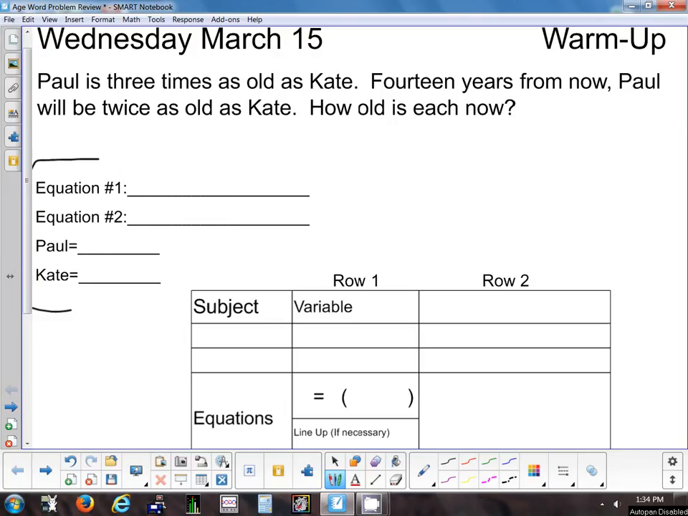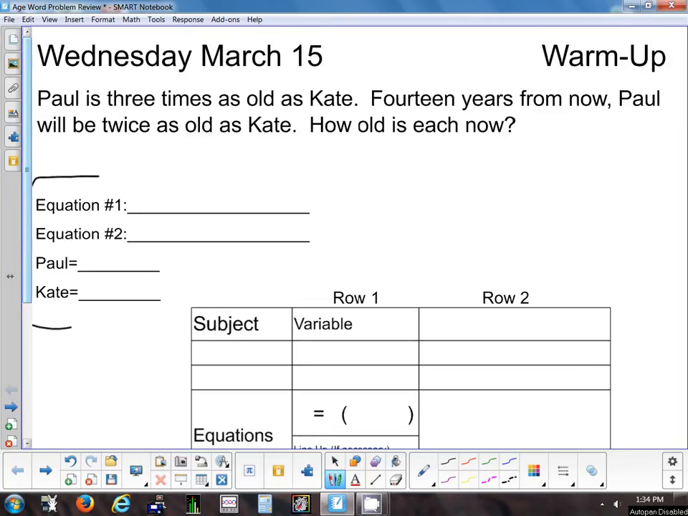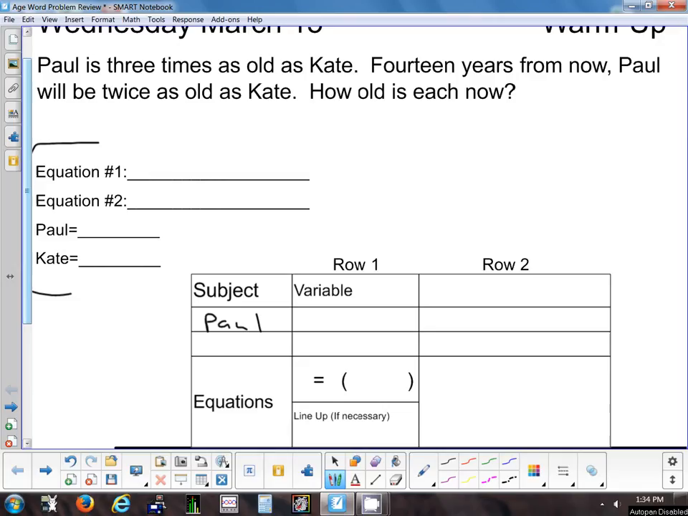All right. Okay, so what's the first thing we always do in this kind of problem? Write the names. Put the names of the 2 people. Paul, Kate. Is it Kate? Kate. All right, after we put the person's names, what's the second thing we do? In row 1, you put the variable, you put P. Yeah, pick a letter for Paul. P, and for Kate, we'll pick K. Okay, so we got the names, we've got the people. Now, what's the third thing we do?